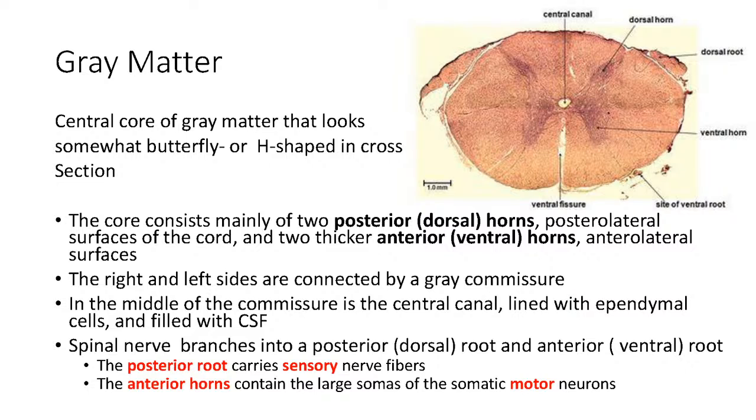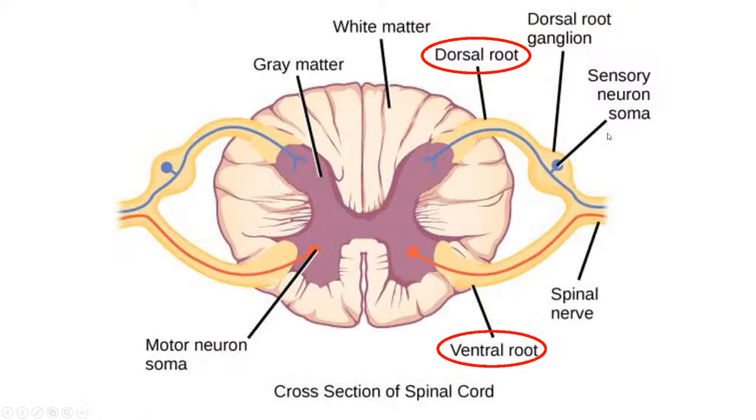So there's a fissure and a sulcus that are worth noting. You have the ventral fissure in the front. This is like an infolding of the spinal cord. And then you have the posterior median sulcus, which is similar to the ventral fissure, but it's just more shallow.